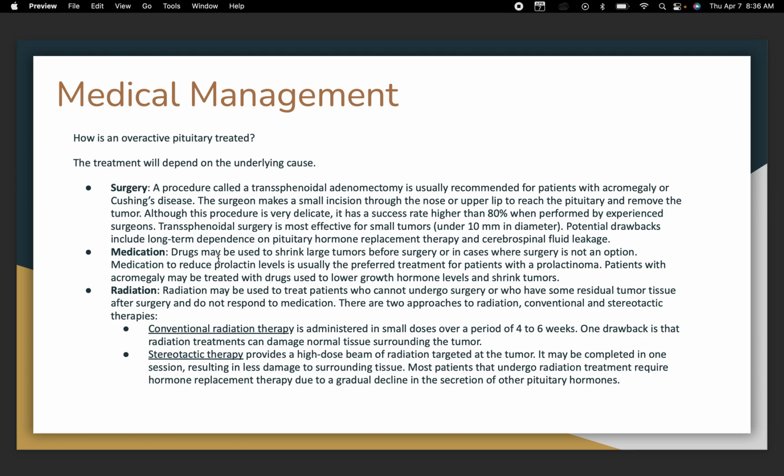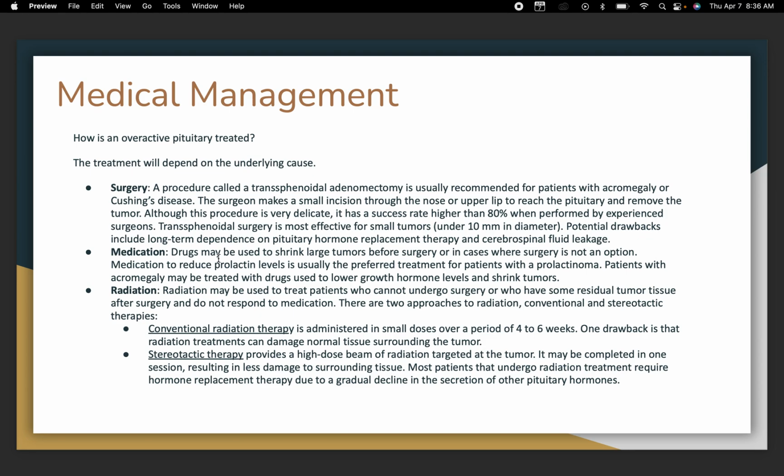And so they'll use these drugs to shrink tumors before the surgery, and then they will go in and remove it after it is under that 10 millimeter size so they don't have to do big old open brain surgery.